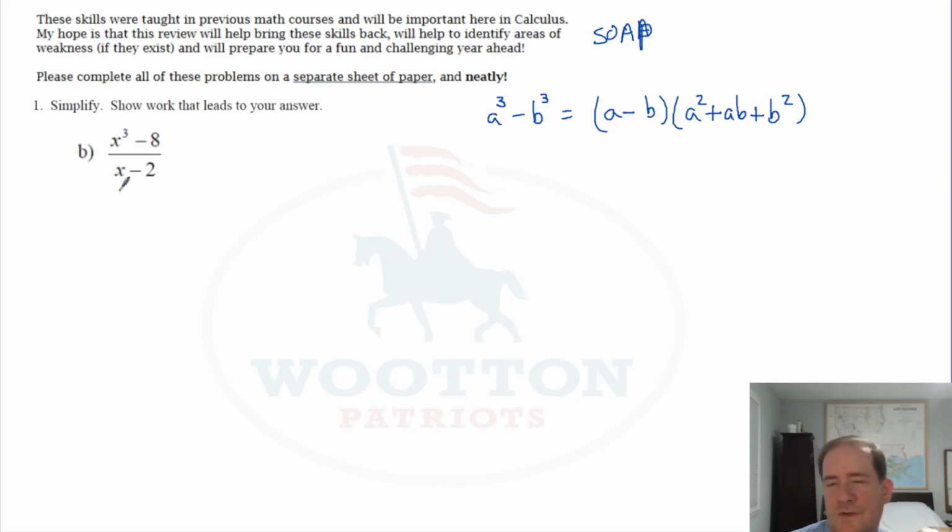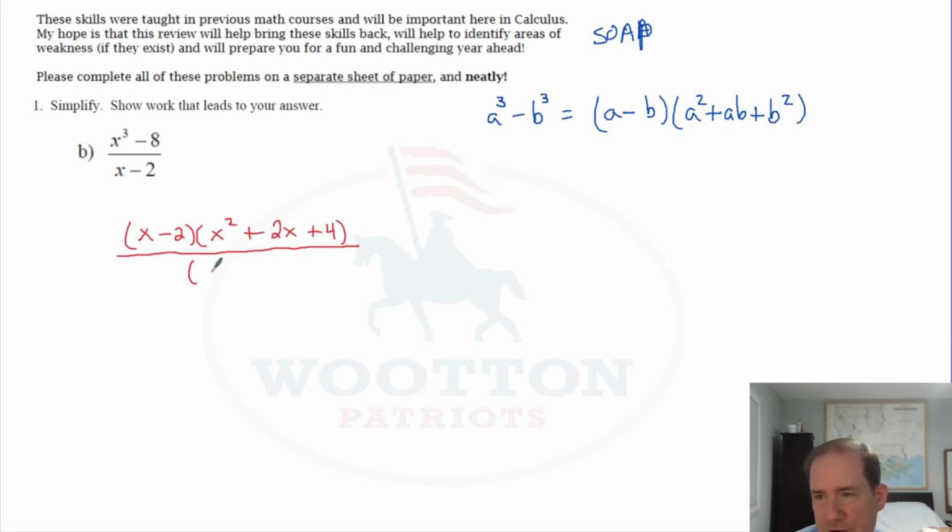Okay, so that means that for something like this, my two cube roots are x and 2. So my first factor will be x minus 2. And then the second factor will be x squared plus 2 times x plus 2 squared, which is 4. So there's your factored form.